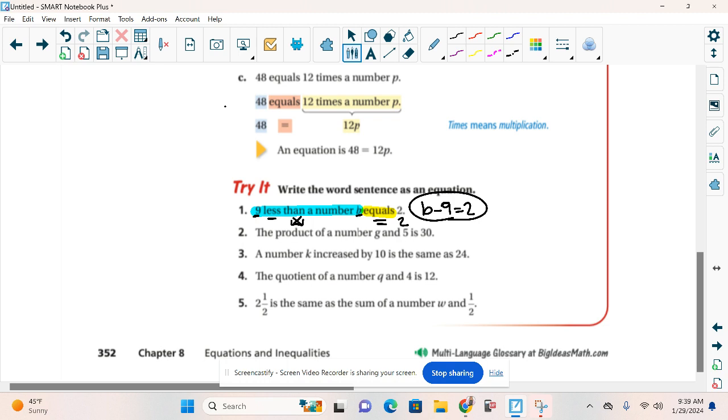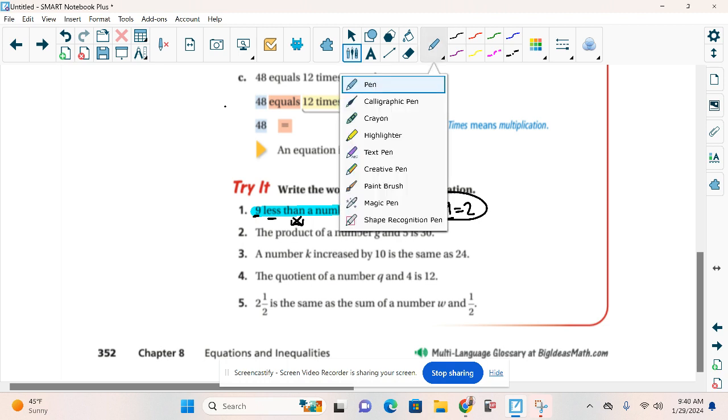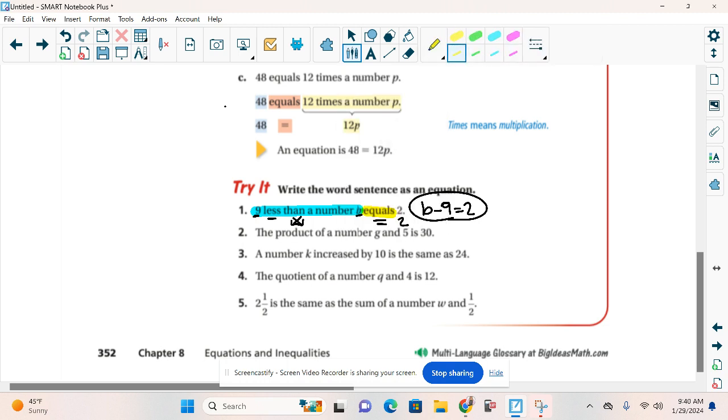All right, get your equals highlighter. Number 2 says the product of a number G and 5 is 30. What's our keyword here? Is. So there's my equal word. Get your problem highlighter. Which one's the problem? The product of a number G and 5. Alright, now we're going to code it. I'm going to put down my equal sign where there's the is. So is 30 equals 30.